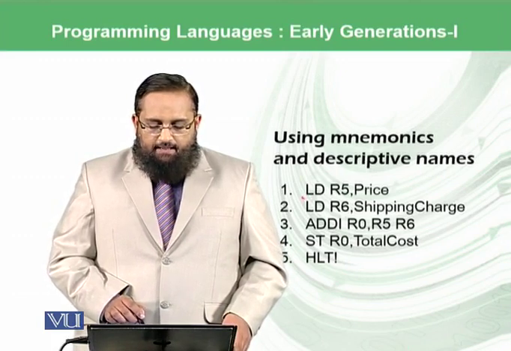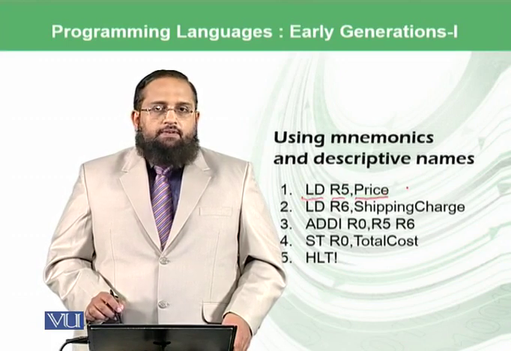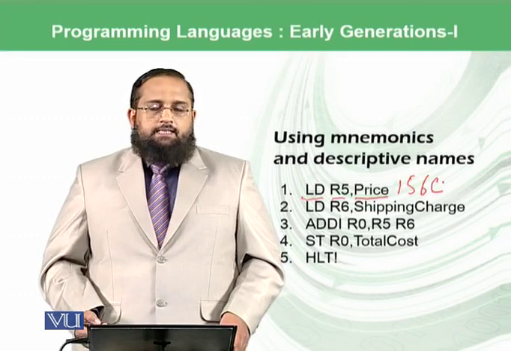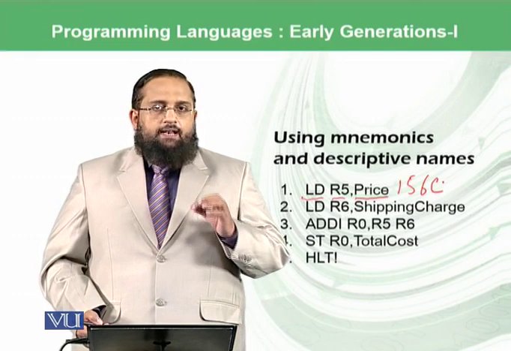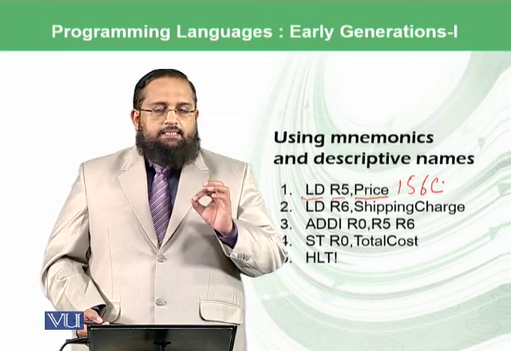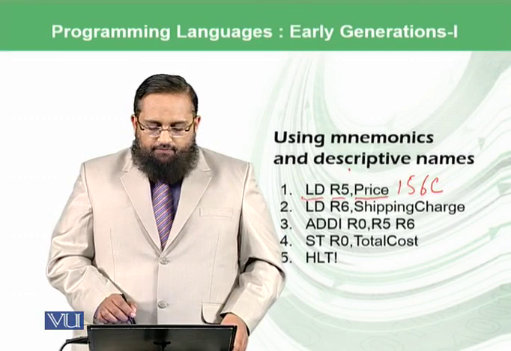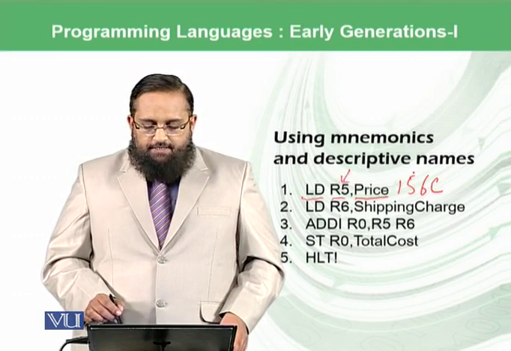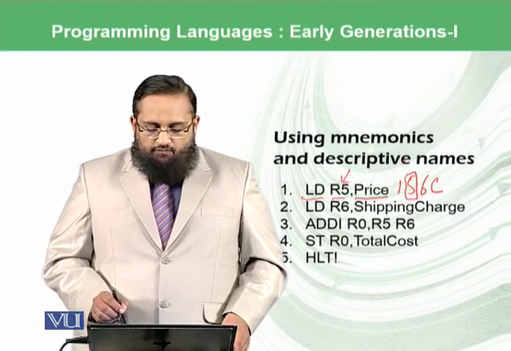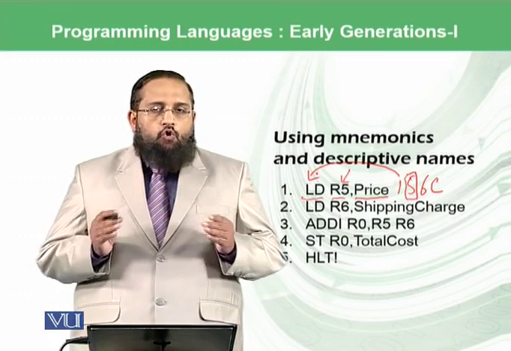It is saying LD R5 price. So this was the instruction on the previous slide, 156C. So 6C is the memory location, and that memory location has been given a name, price, and that price is actually called a variable in programming language. And this R5 has been translated from only 5, which was used in the previous instruction. And this 1 has been given the name LD, which means load instruction.